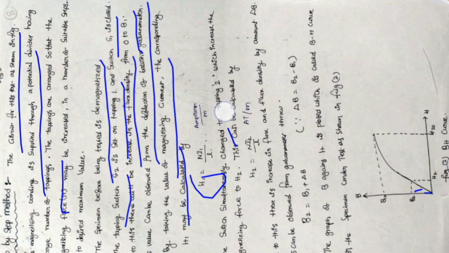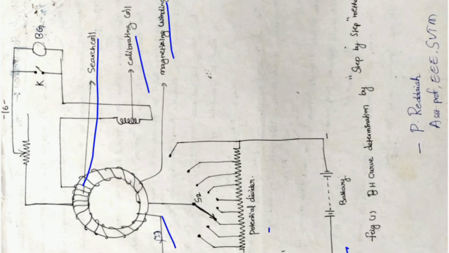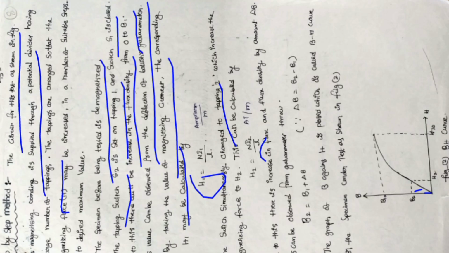The switch simultaneously changes to tap position 2. Similarly, we are measuring H2. Similarly, the switch will be changed to tap position 3, 4, 5, like that. So many values will be taken. From that, H is calculated: H1, H2, H3, H4.